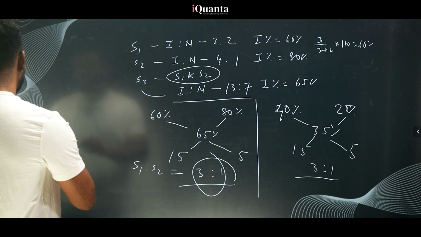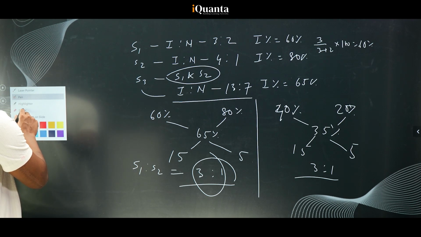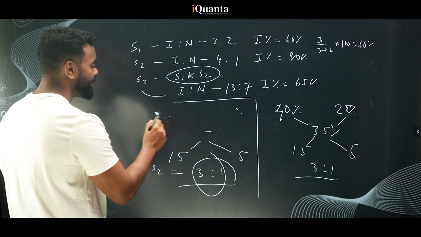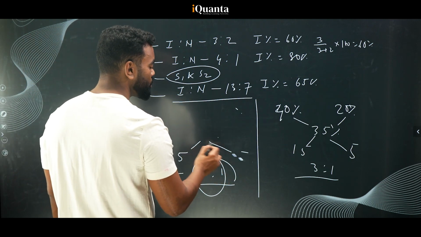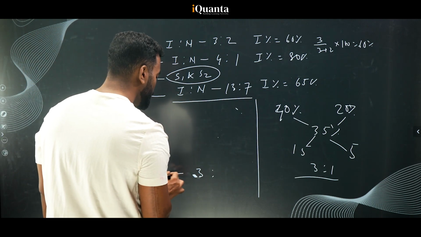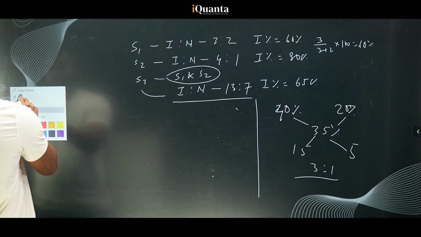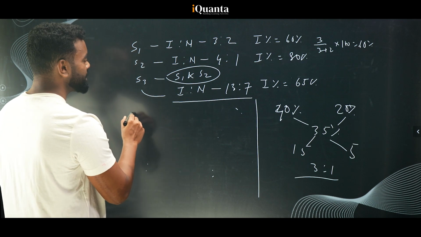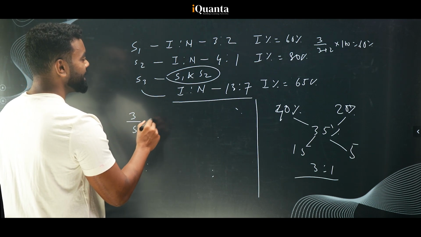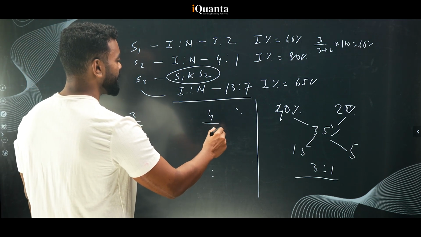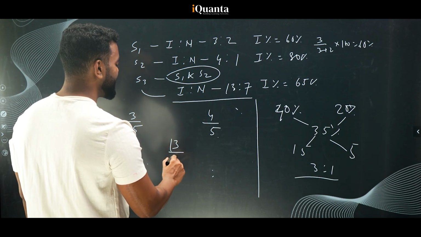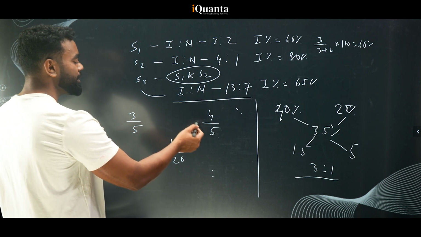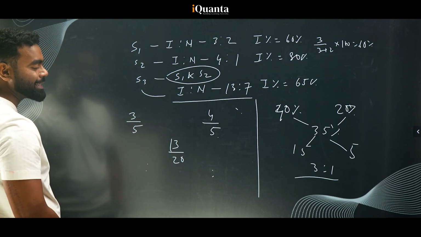Now a lot of people ask me whether it is easy to create percentage. Let's say it is easy to do, but sometimes it is very difficult to create percentage. In those cases, you can just take the proportion. In case of S1, the proportion of iron is 3/5. In S2, the proportion of iron is 4/5. And in S3, it is 13/20. That is the proportion of iron out of the total: 3/5 iron is there, 4/5 iron is there, and in the average, 13/20 iron is there.